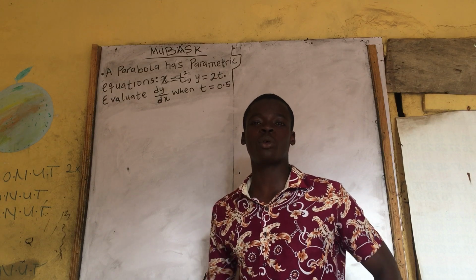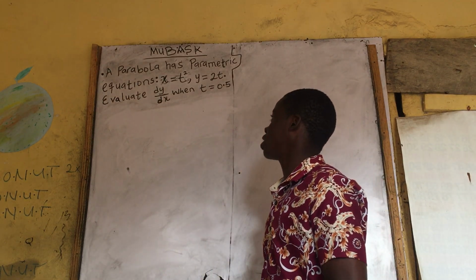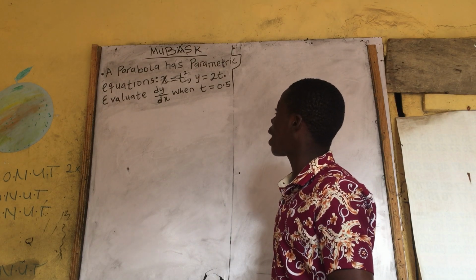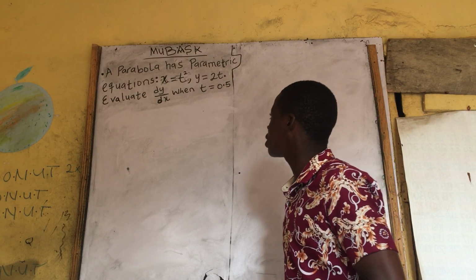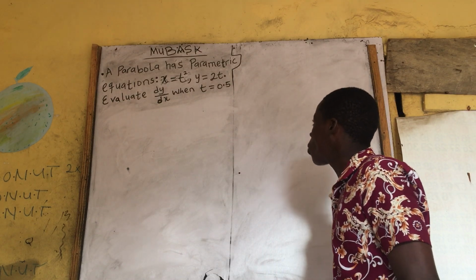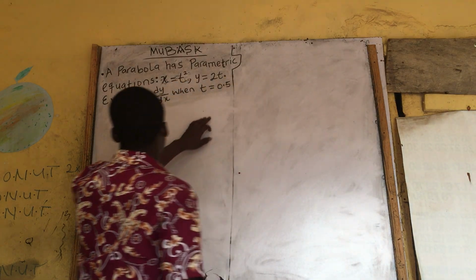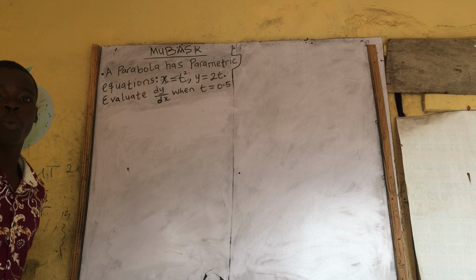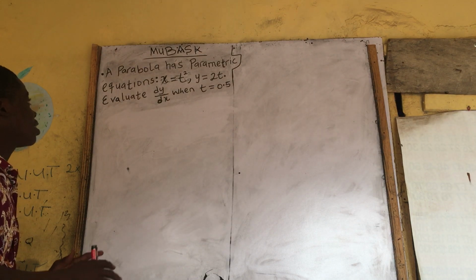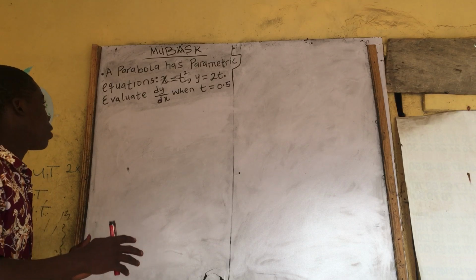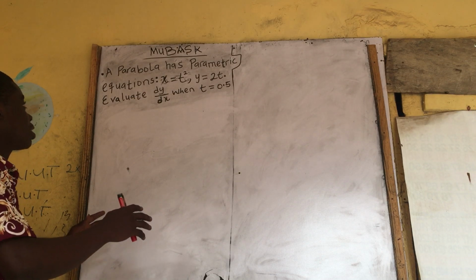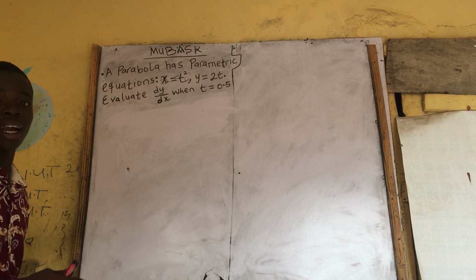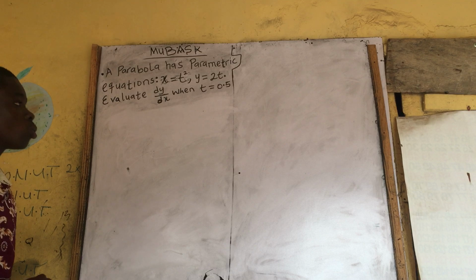Today, they are giving us a problem to solve under mathematics, which is differentiation. They say a parabola has parametric equations x equals t squared, y equals 2t. Evaluate dy/dx when t equals 0.5. I know that this question came from differentiation, specifically the application of differentiation to a parametric equation.